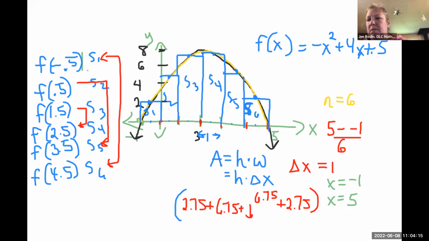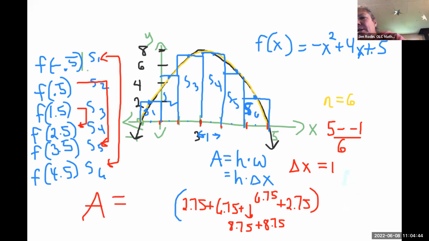There's still the 2 in the middle, so let's get that. Negative 1.5 squared plus 4 times 1.5 is 6, plus 5. So 8.75 is also in there, 2 of them. So the area is all those times delta x, which is 1.